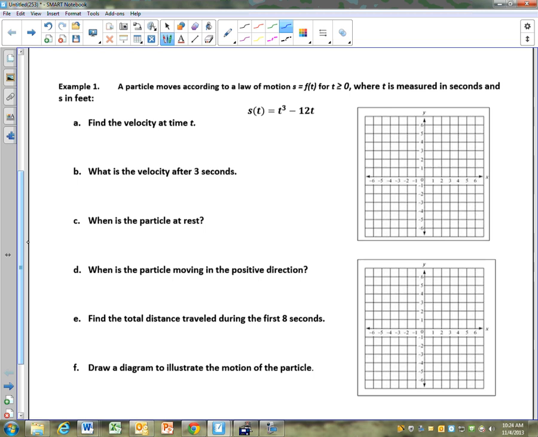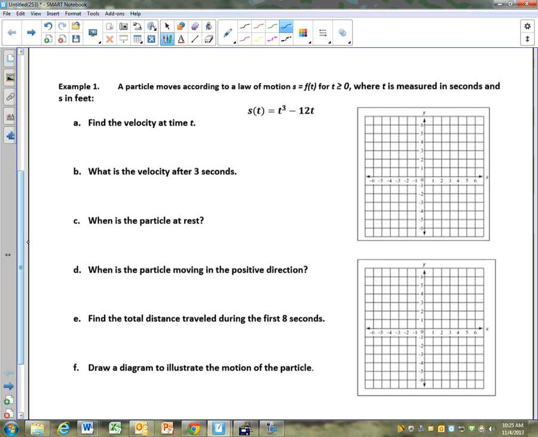Where am I currently at time 0? Where's my position at time 0? 0. If you plug in 0, you get 0. You don't necessarily always start at 0. You might start at something else. If there's a constant on the end here, then you don't start at 0. You have to keep that in mind.